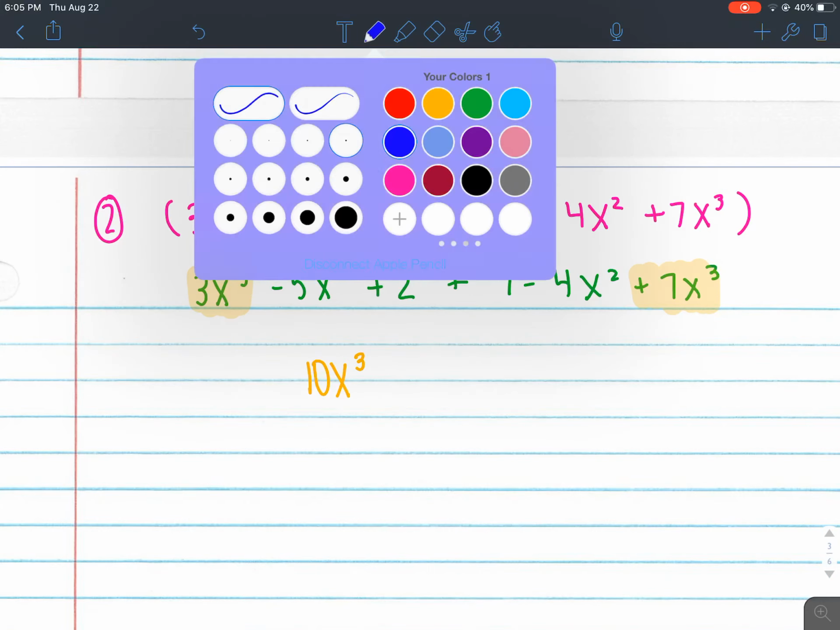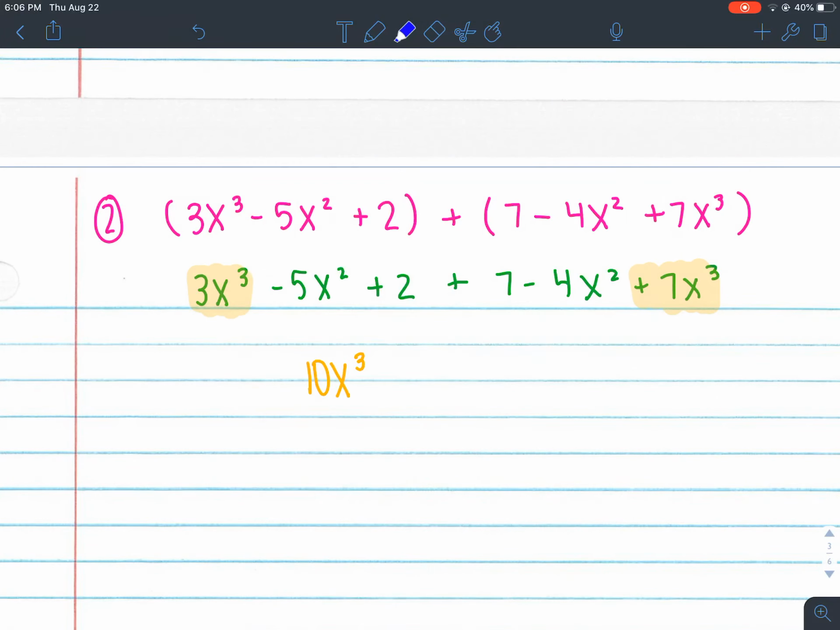Okay. Moving on. What's our next highest exponent? A 2. Well, that's going to be negative 5x squared minus 4x squared. That's going to be negative 9x squared.